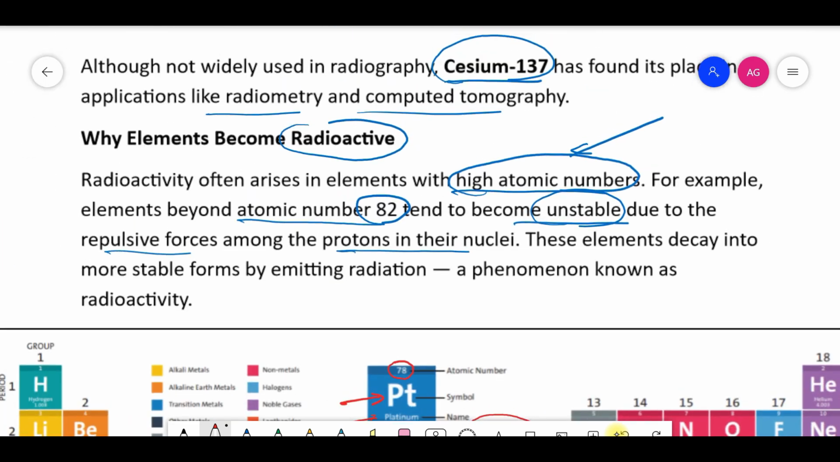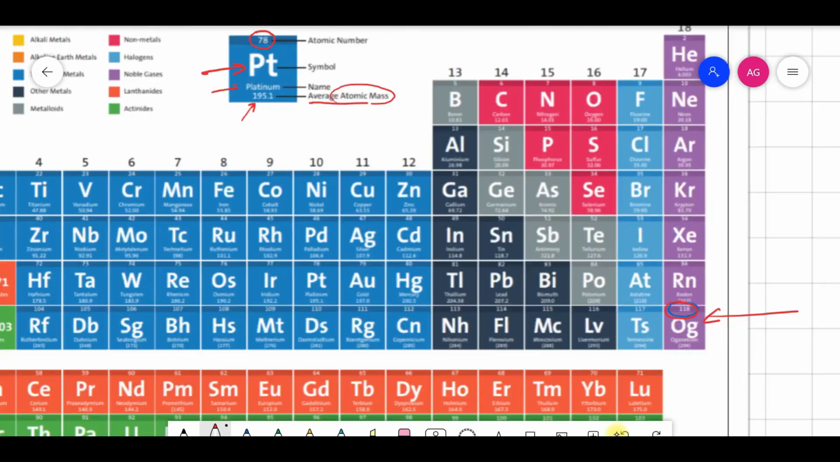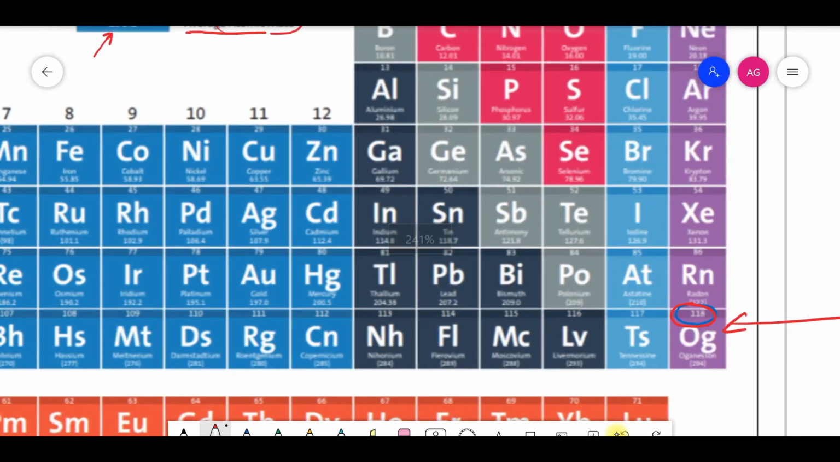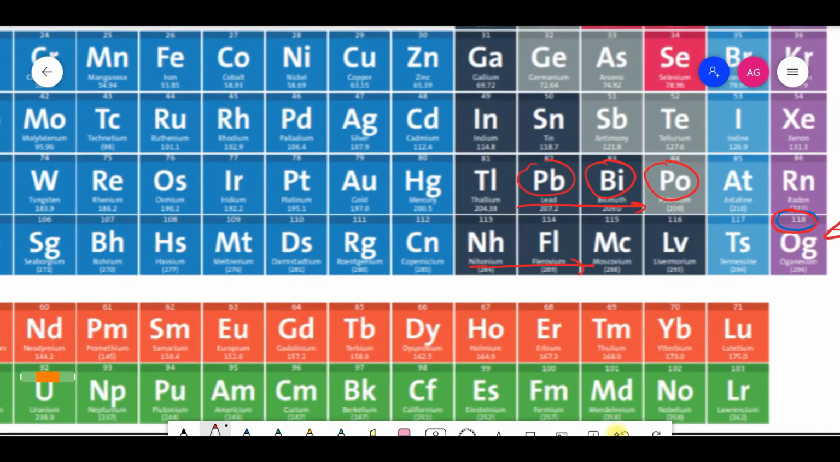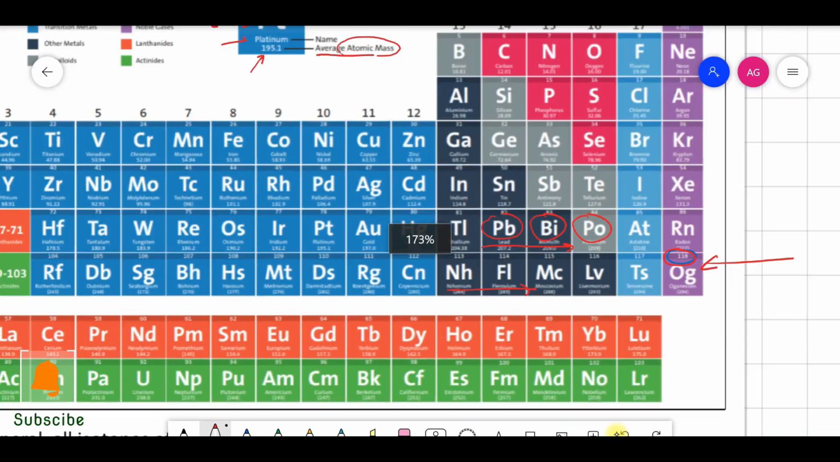So these elements become more stable by emitting radiation, a phenomenon known as radioactivity. So the element will try to convert from unstable form to stable form. Right? So all the elements above 82 are naturally radioactive. If you look here, this is 82. 81 is thallium. 82 is lead. Later there is bismuth, polonium, right? So if you go further in this direction, all these elements are radioactive. That means they are naturally radioactive.